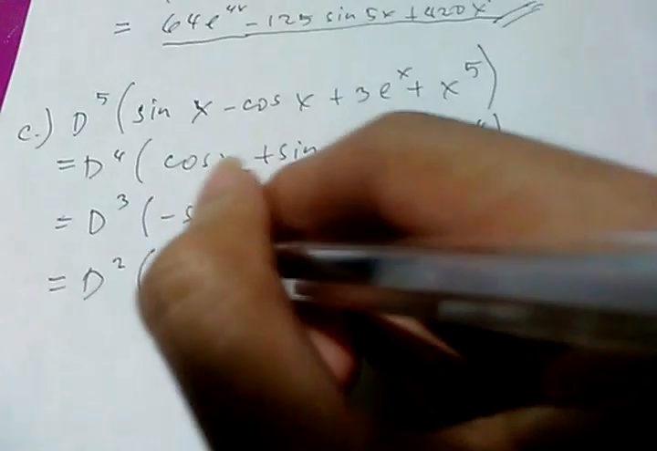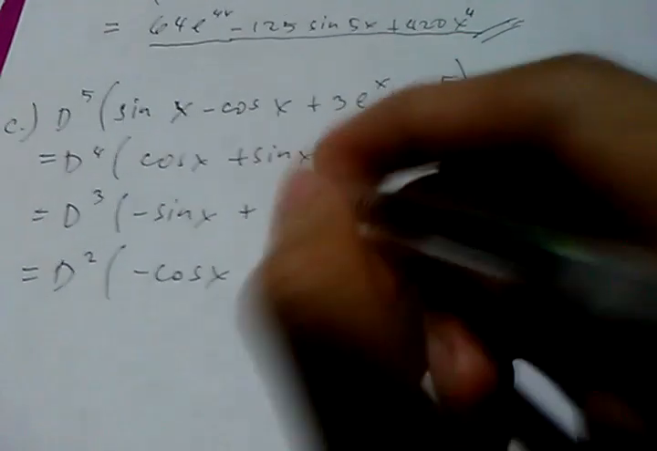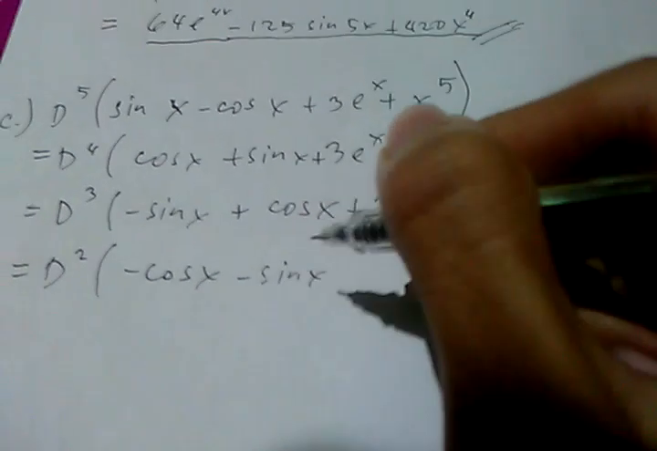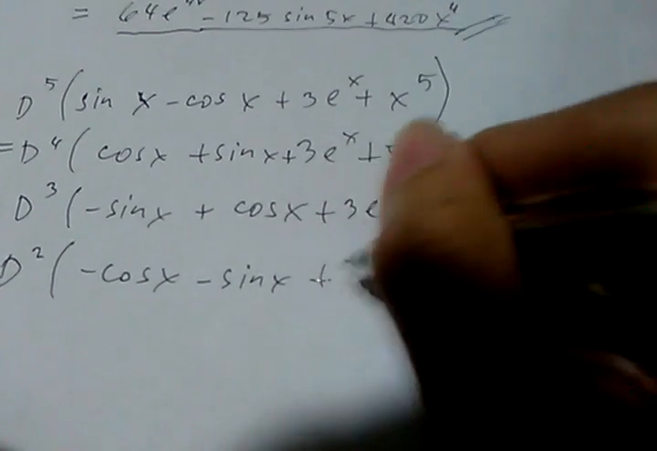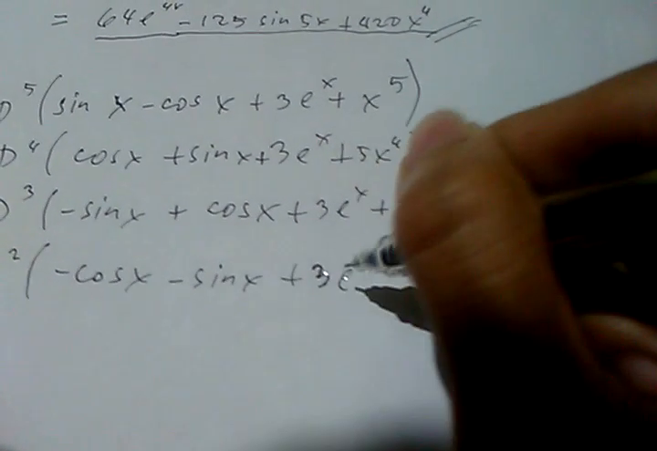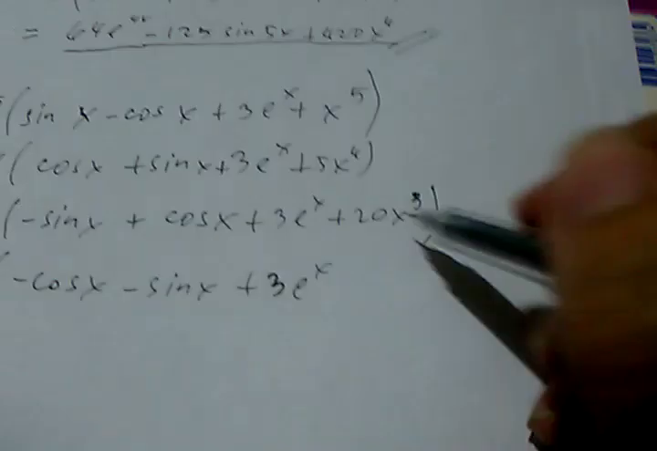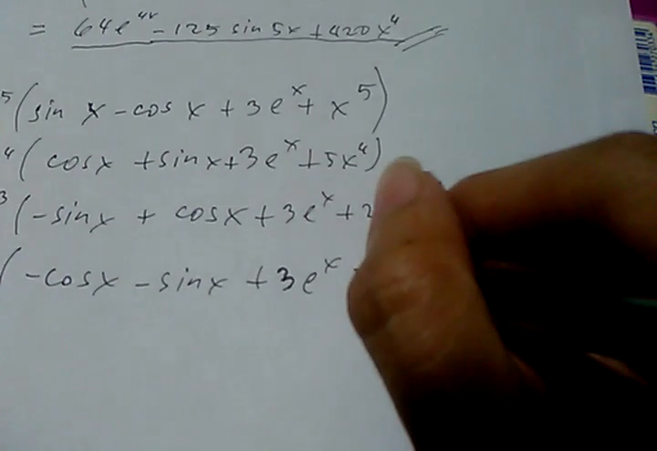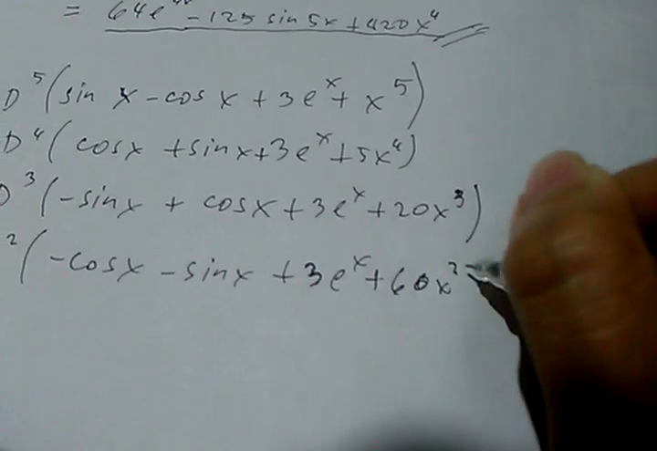Then for the third derivative, the derivative of negative sine of x equals negative cosine x. Then for the positive cosine x, it equals negative sine of x. Then 3e raised to x gives positive 3e raised to x. Then the derivative of 20x raised to 3 is equal to positive 60x squared.